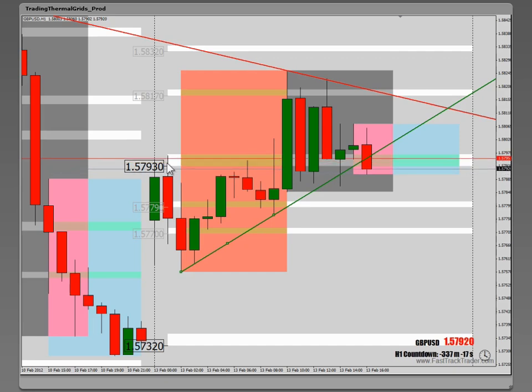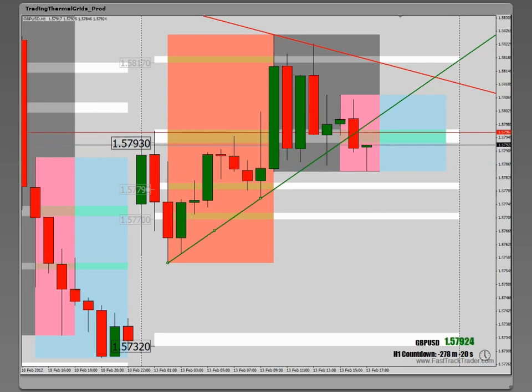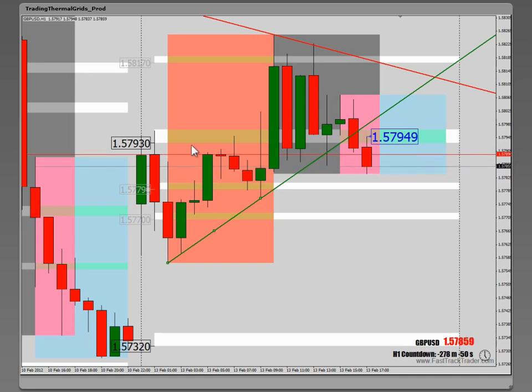Hi, this is Bill Tainter. We're going to take a look at some of these thermal grids and how the price interacts with them. Let's take a look at this Great Britain US dollar first of all. See how it comes to this grid? We're going to fast forward a little bit to see what happens. You'll see here's an area where we entered. We're going to fast forward, take a look at some of these results.